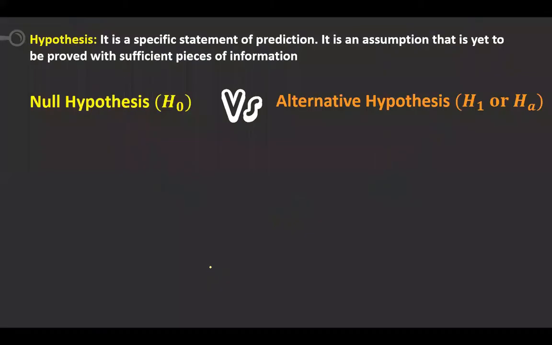So what are all the things we are going to study here? Whenever there is a hypothesis, it is a specific statement of prediction. I predict something. For example, Earth is flat. That is a prediction, so it is an assumption. I assume something that is yet to be proved. I have to prove it. It is not flat, the Earth is round. I have to prove it. I need a sufficient piece of information, which I call evidence. So in order to prove my assumption, I need sufficient information, that is the evidence to prove it. Now, whenever there is a hypothesis, there are 2 types of hypothesis we will be dealing with.